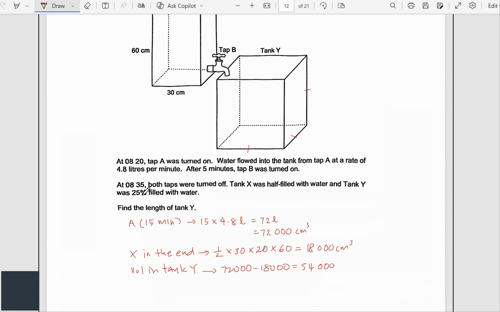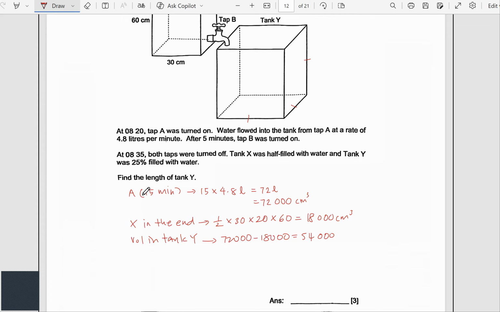And they said that tank Y was 25% filled. So you can actually find the capacity of tank Y. So 25% of Y is 54,000. Then 100% of Y, which is your full capacity, right? This one is times 4. So 54,000 times 4, 216,000. That is the volume of tank Y.